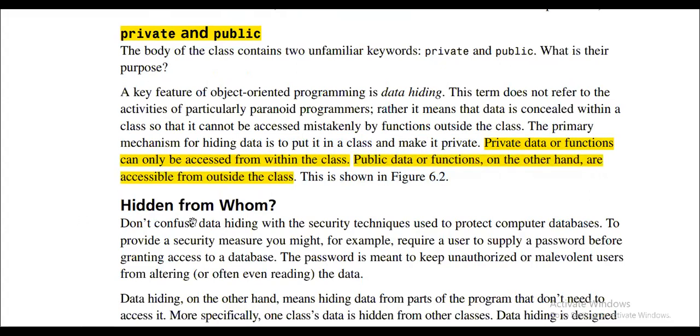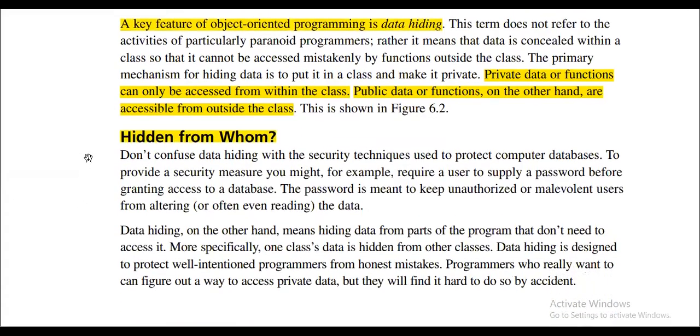Hidden from whom? The feature that we use in public and private is called data hiding. What we do is apply a restriction or hiding on the data, so that not all the variables can access the data. So the question is, hidden from whom? Because we can still access the data, right?